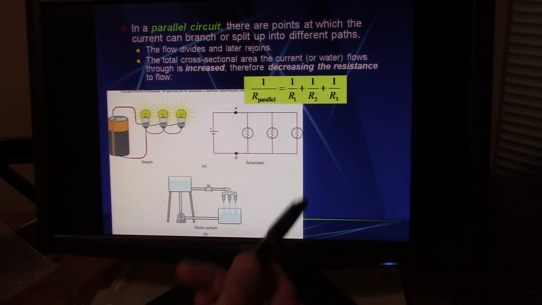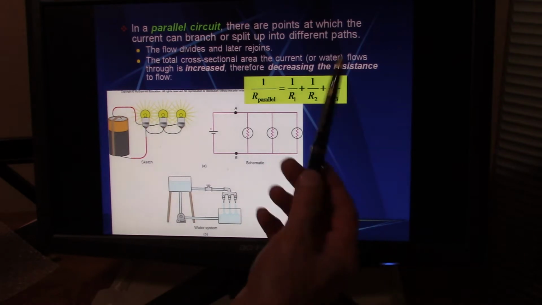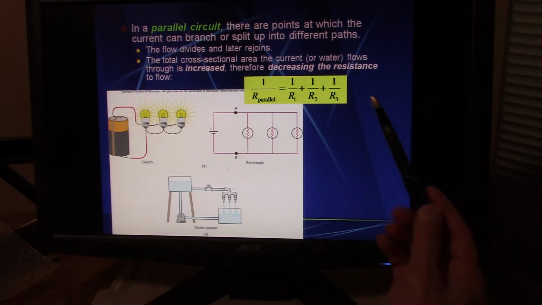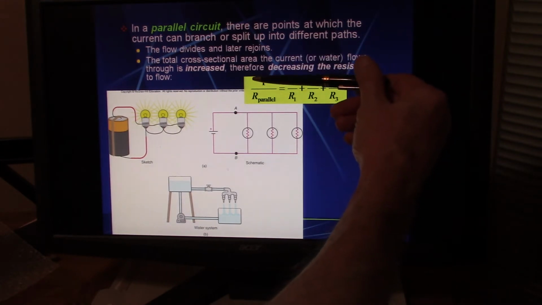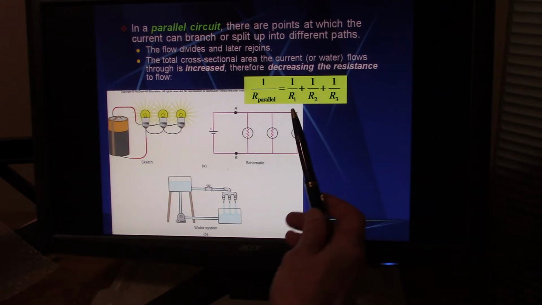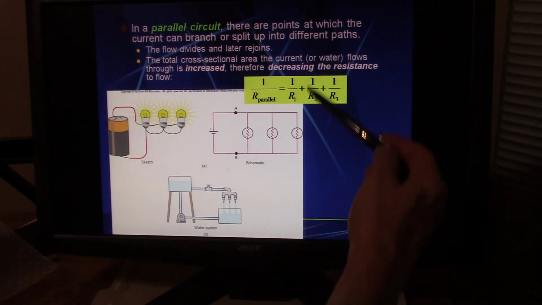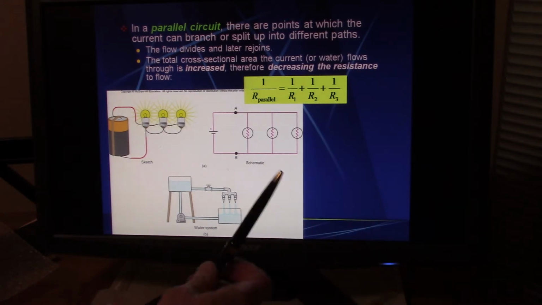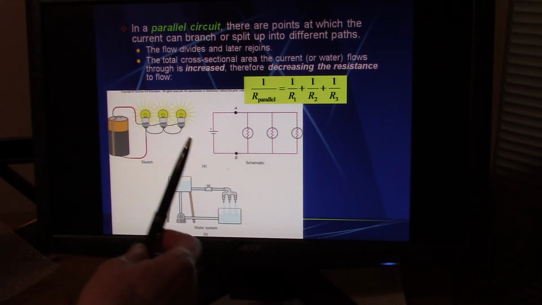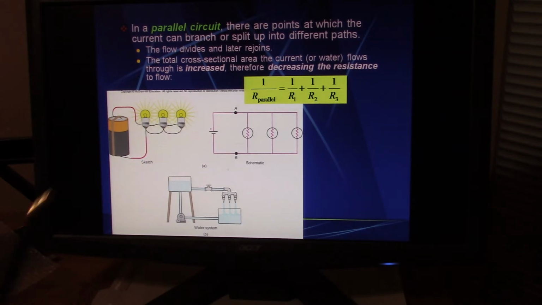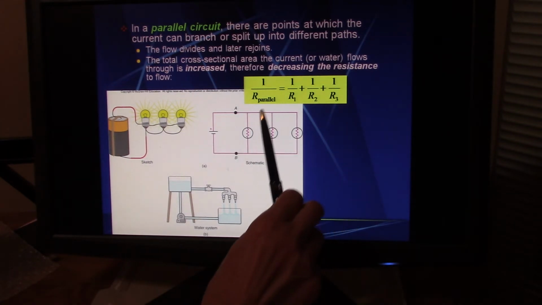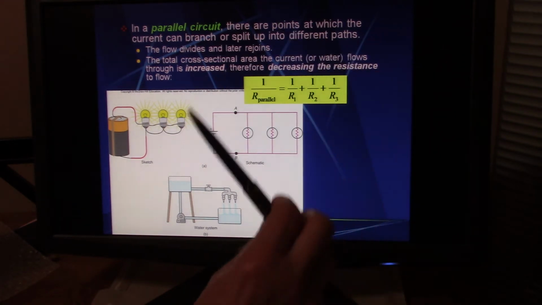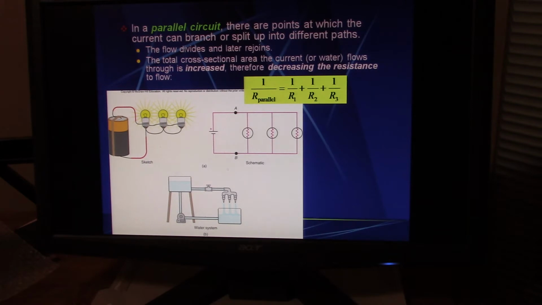But how do you do the resistance? This is the important part. Now, instead of just adding all the resistors, to find the total resistance you would do 1 over the total resistance equals 1 over R1 plus 1 over R2 plus 1 over R3. You just have to remember, the test is going to be open book. You just have to know for the test that when it's a parallel circuit, the resistance is 1 over, okay?